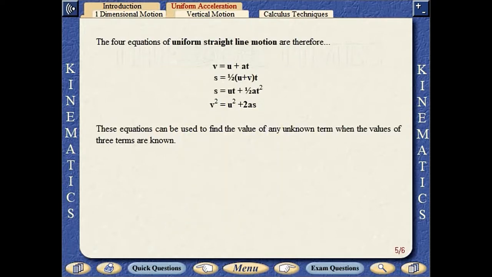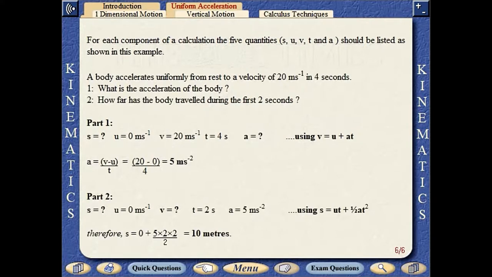The four equations of uniform straight-line motion are presented here. These equations can be used to find the value of any term when the values of three terms are known. For each component of a calculation, the five quantities should be listed as shown in this example.